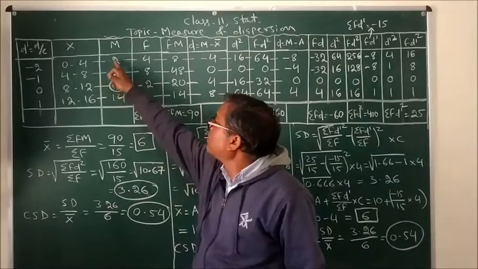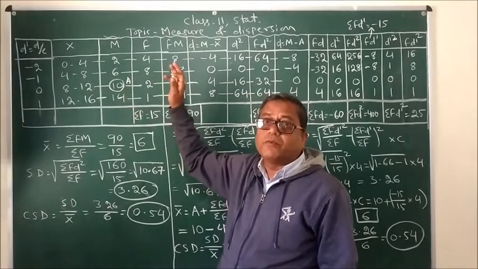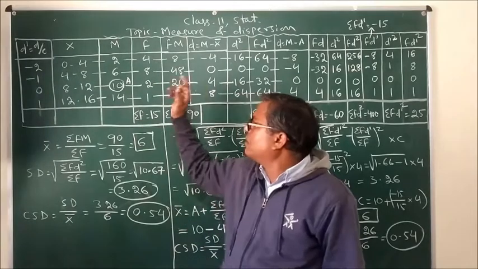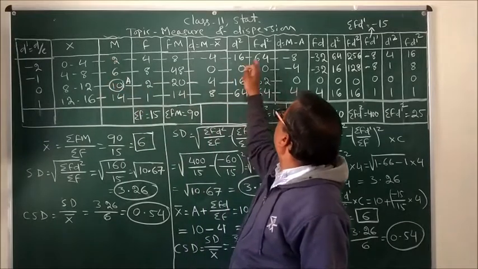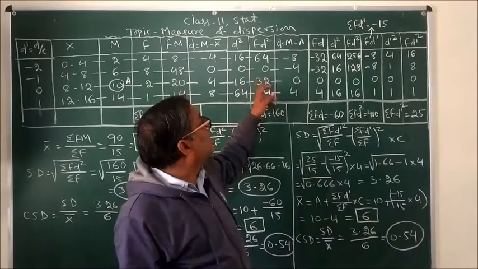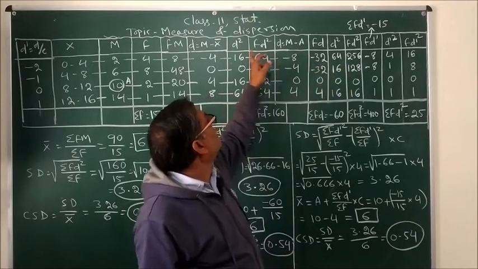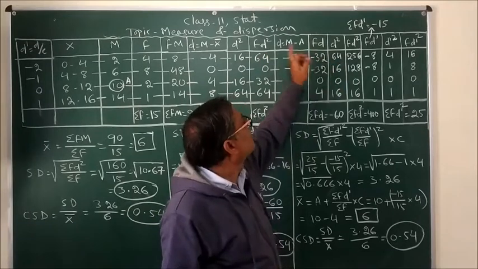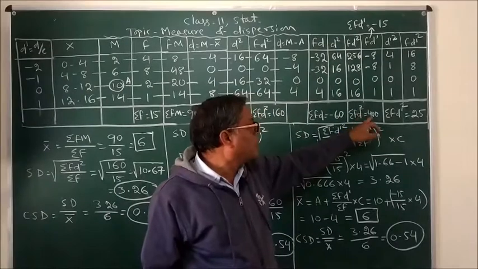You see, among the midpoints we have taken 10 as the assumed mean, and we need to find the deviation of each and every value from the assumed mean, not from the actual mean. That means 2 minus 10 equal to minus 8. In this way we will find the d column. After finding the d column we need to find fd, and by squaring the d column we will get d square, and ultimately f multiplied by d square equal to fd square, and the sum of fd square is 400.